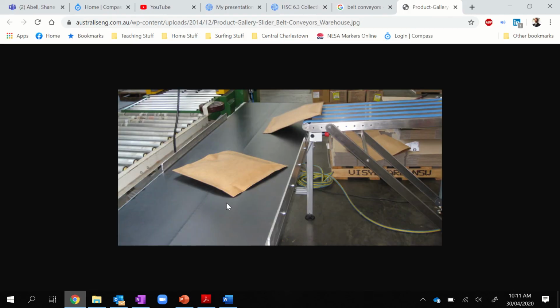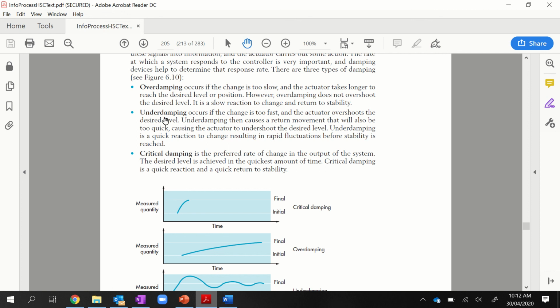So let's get our diagram back up here again. Let's say that this happens, all right? The sensor detects that this parcel is here, but the parcel hasn't arrived yet, and then the stamp occurs. So that's the opposite of under damping, which is known as over damping.